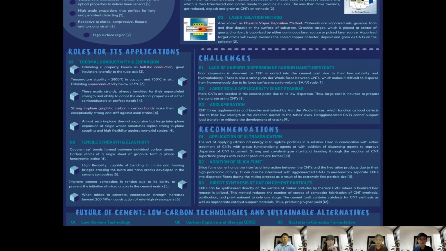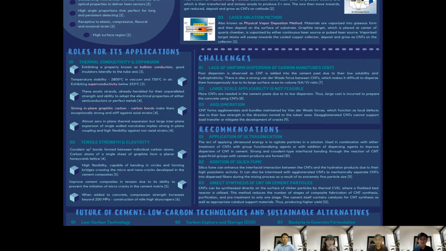Moving on to tensile strength and elasticity, CNTs are the strongest and stiffest materials on Earth in terms of tensile strength, elastic modulus, and yield strength. This strength results from the covalent sp2 bonds formed between individual carbon atoms. The carbon atoms of a single sheet of graphite form a planar honeycomb lattice, in which each atom is connected via a strong chemical bond to three neighboring atoms.